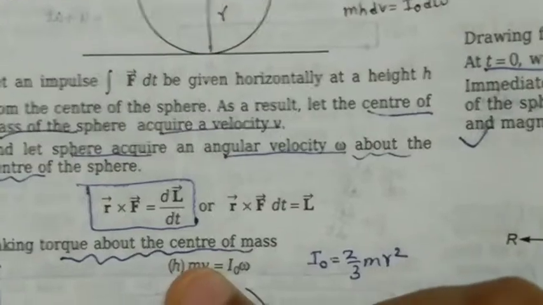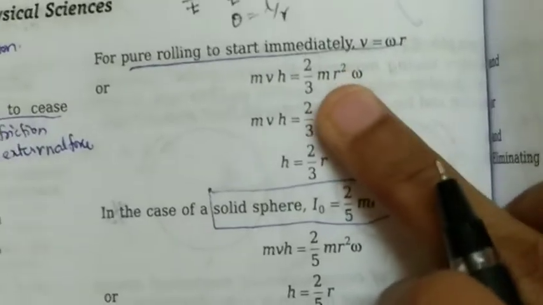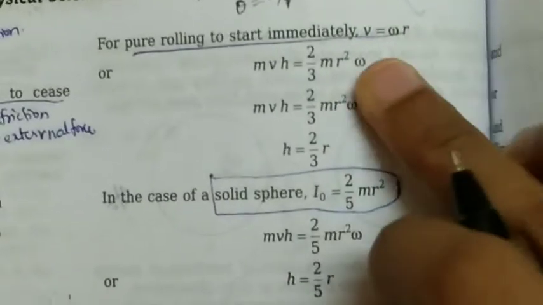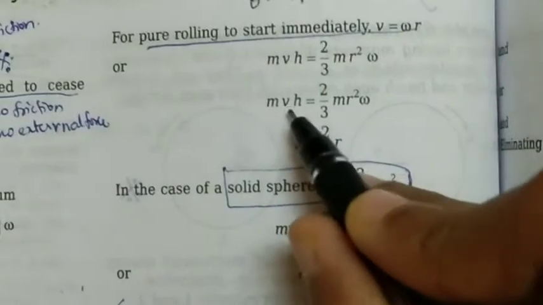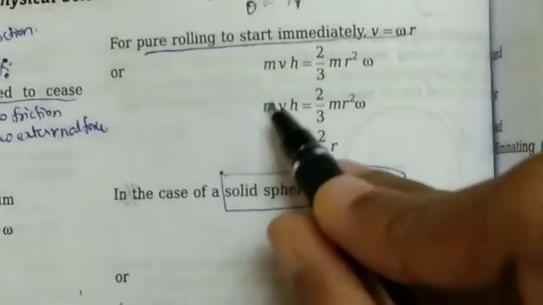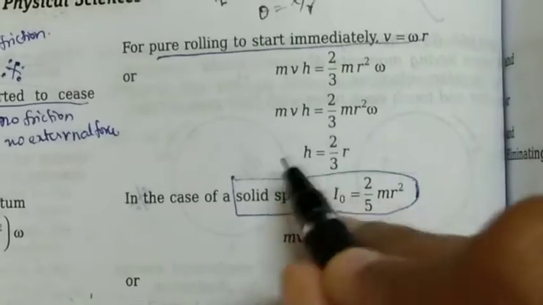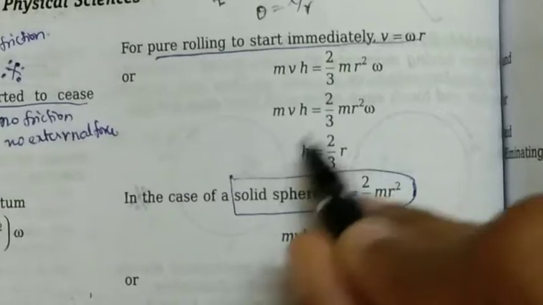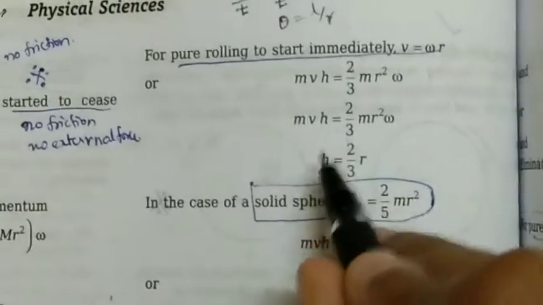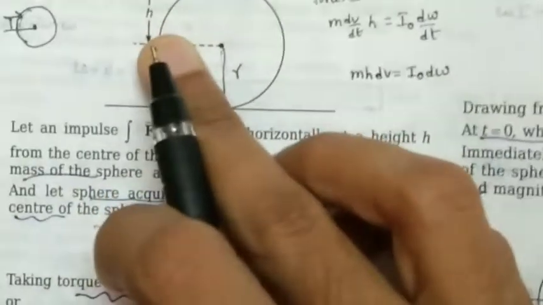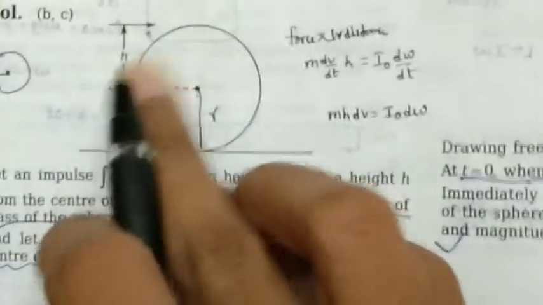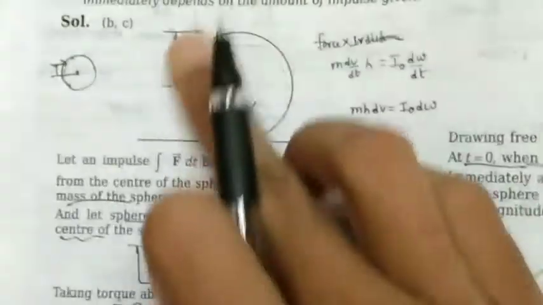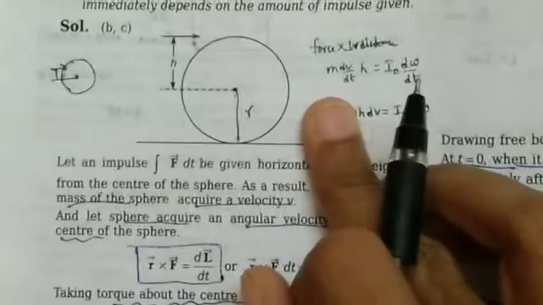So now what we have is mvh, like that we used to keep, and I naught is nothing but 2 by 3 mr², the moment of inertia for a spherical shell. In the place of v, we need to substitute Rω. So m gets cancelled, R cancels, ω cancels, and what would remain is 2 by 3 R. So if we apply the impulse at 2 by 3rd of the radius R, then pure rolling would take place.